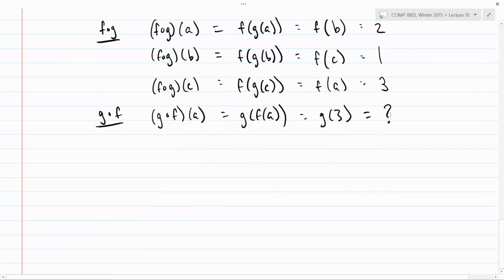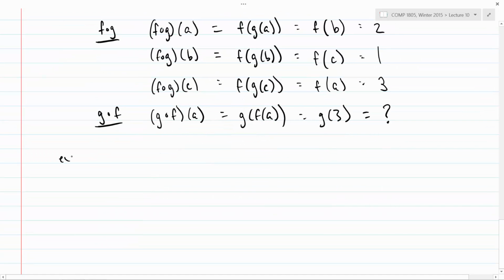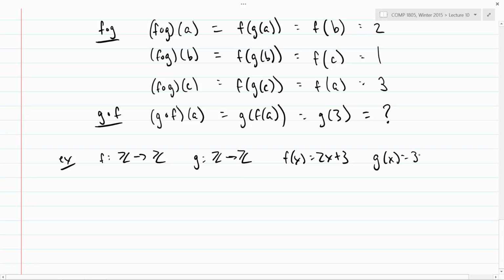Okay, so let's try to see what happens when we have some formulas instead. Let's say f goes from the integers to the integers, and g goes from the integers to the integers. And let's say that f of x equals 2x plus 3, and g of x equals 3x plus 2. So in this case, f follows g and g follows f are both going to be defined, right? Because all of the sets are the integers, so there's never any case where they would mismatch. So both are actually defined.